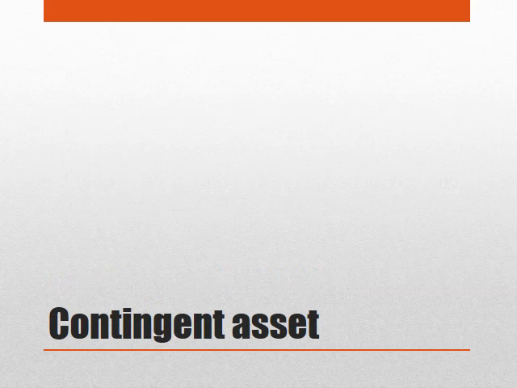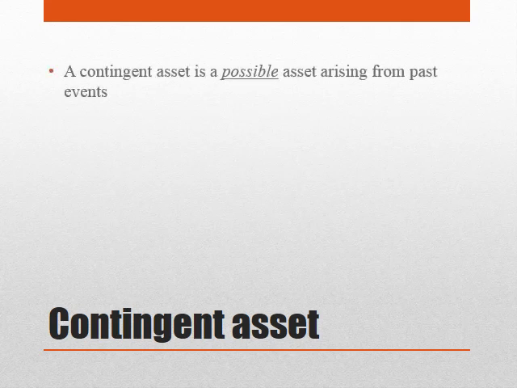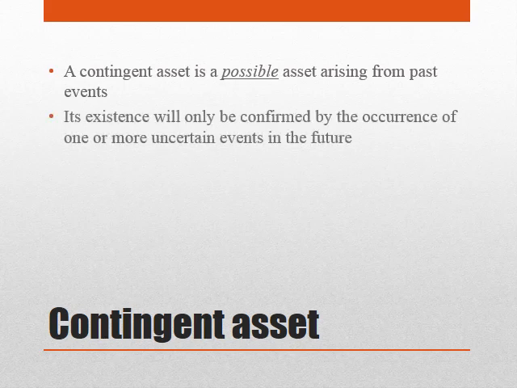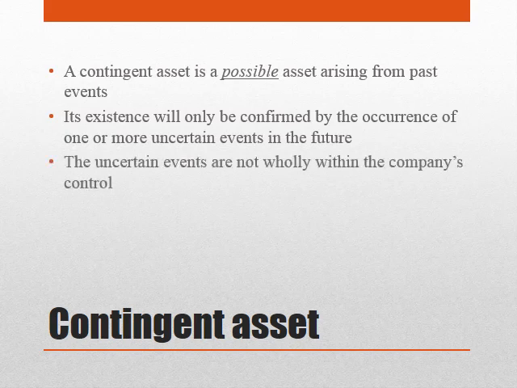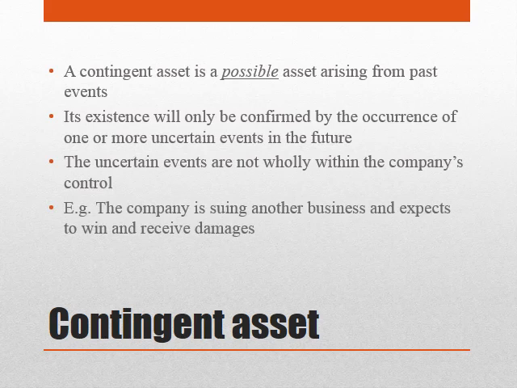Let's now have a look at a contingent asset, which is the flip side of a contingent liability. A contingent asset is a possible asset. Again, it arises from past events. Whether or not we have an asset is only going to be confirmed following a number of uncertain events that have yet to occur. And those events are not wholly within the company's control.